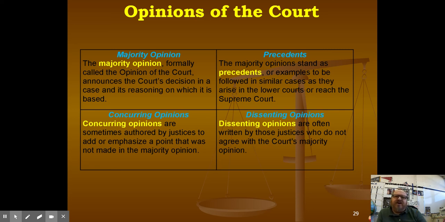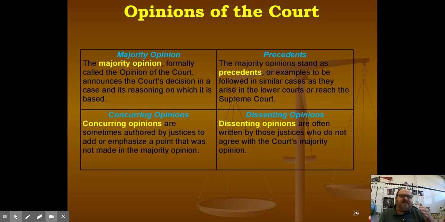Okay. Then you have the concurring opinion. So another one of the justices can write a concurring opinion. That means they might want to emphasize a particular point or a point that wasn't made in the majority opinion. So after the majority opinion comes out, say one of the justices reads the majority opinion, they're like, but you missed out on this one point right here that we felt we really should emphasize. They can ask permission from the Chief Justice to write a concurring opinion.